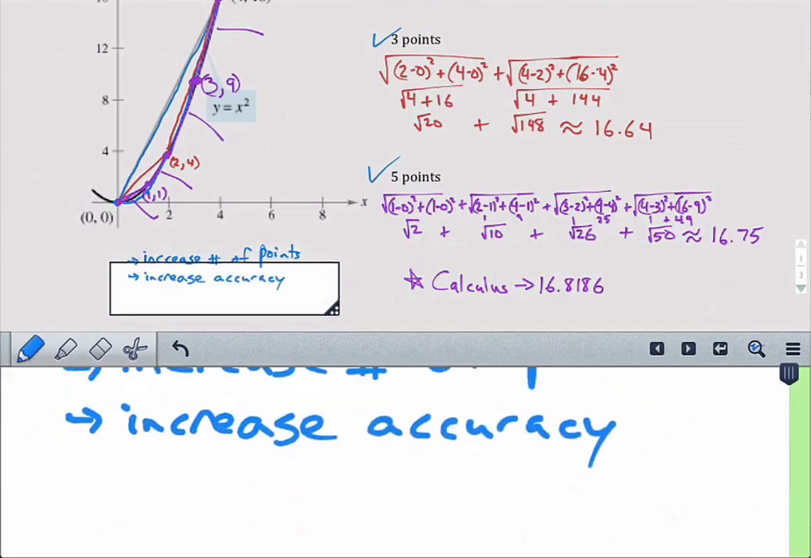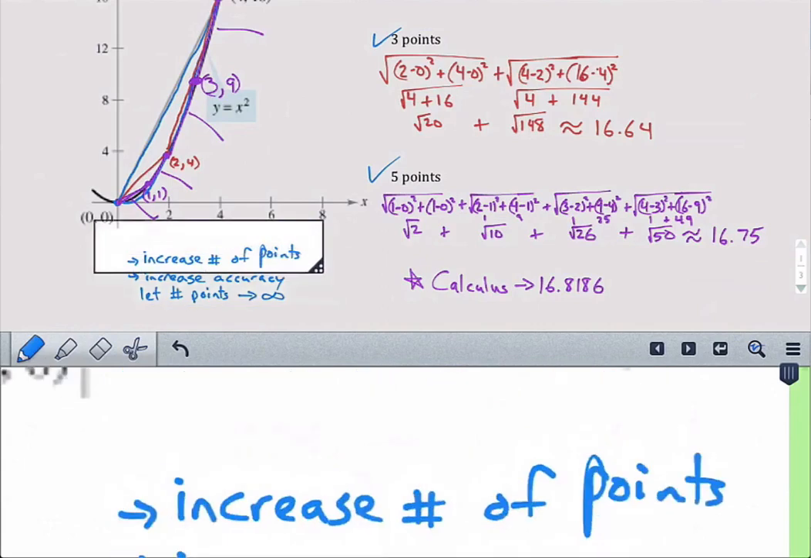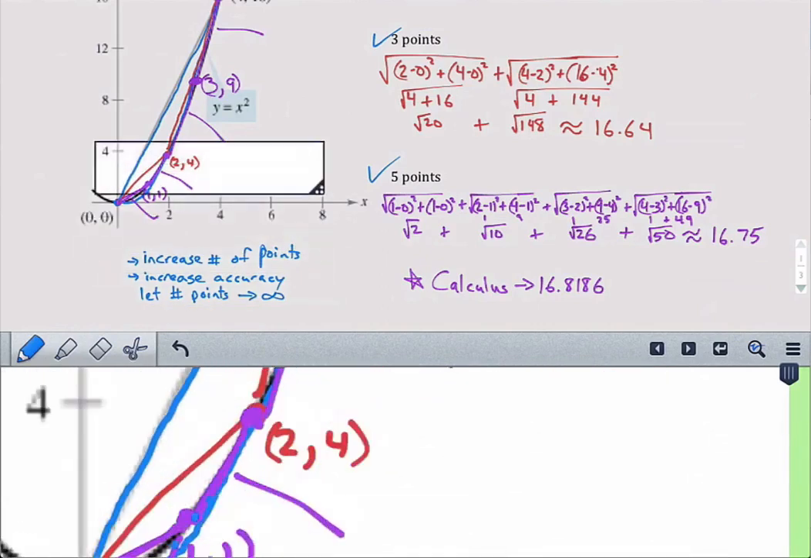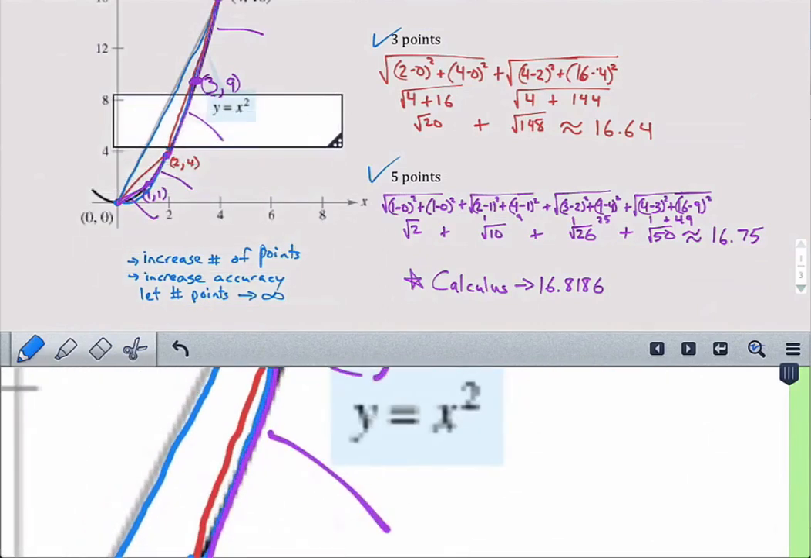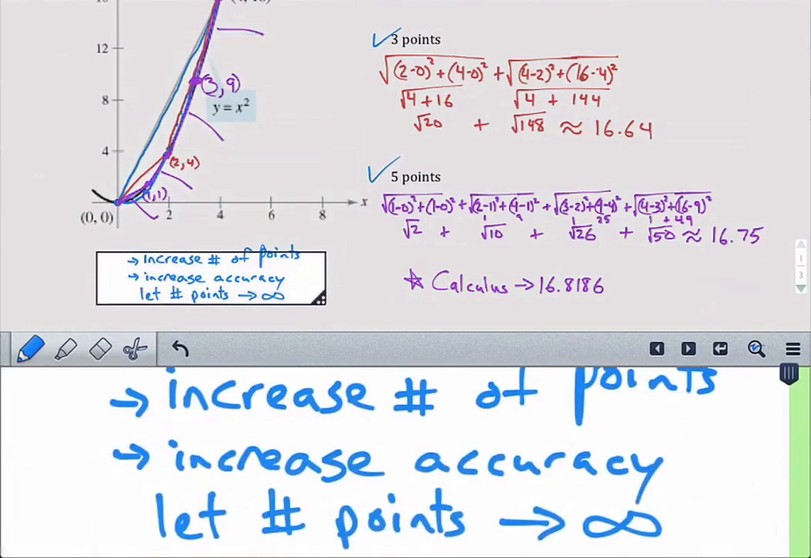So what calculus does is let the number of points go to infinity. So if we had an infinite amount of points on this curve and we added up all the line segments, well, we would get a very close approximation. And the limit process is going to end up helping us to do this.